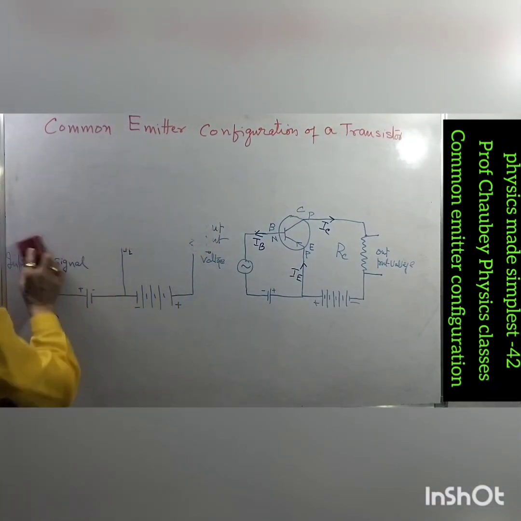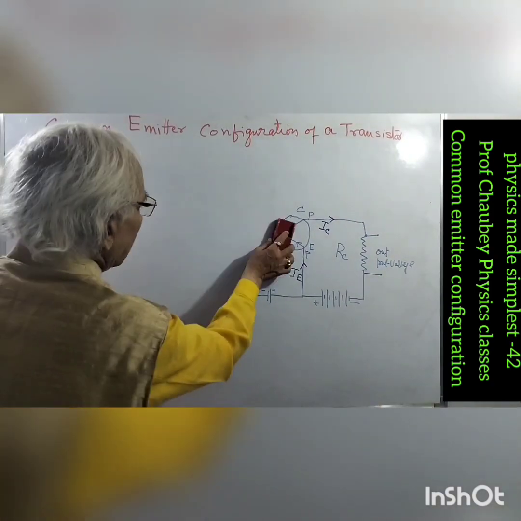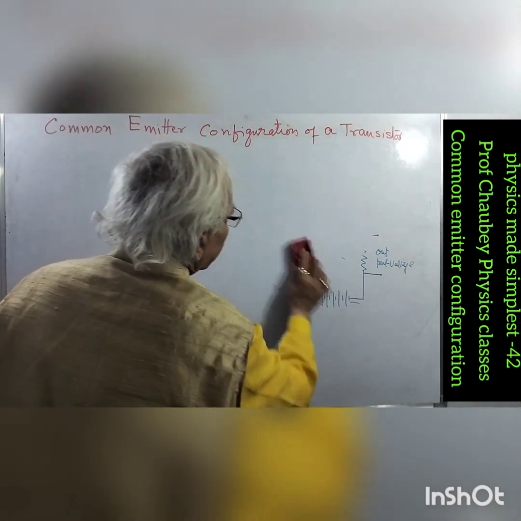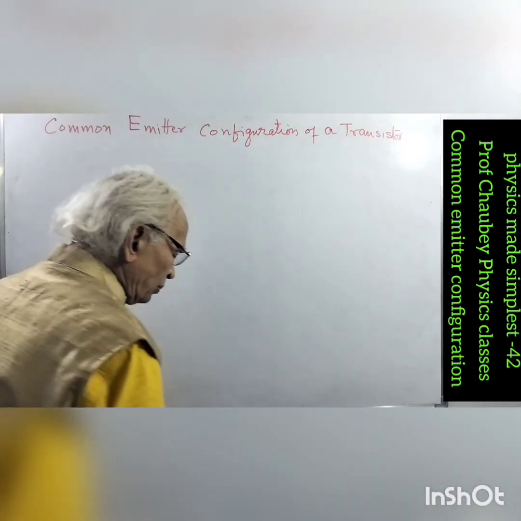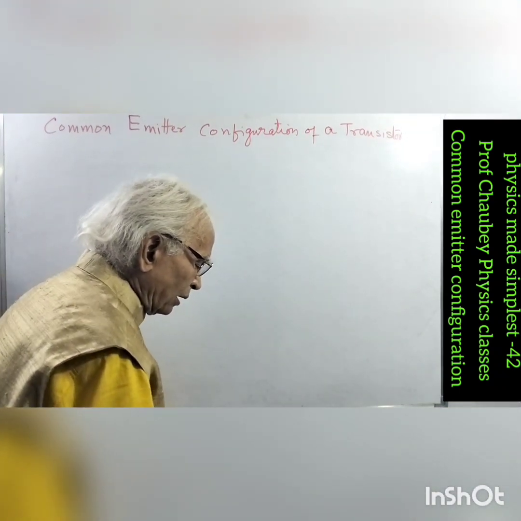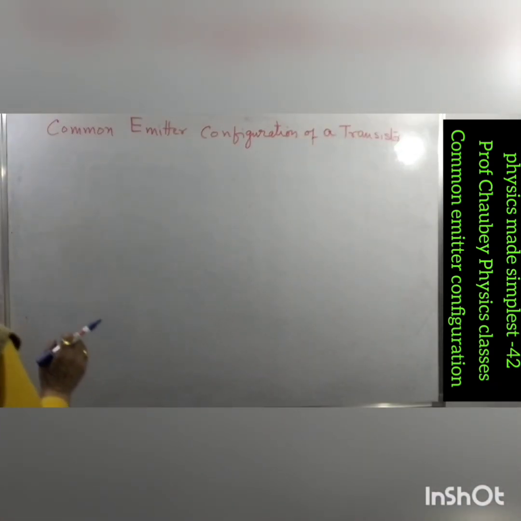Now let me give some more details of this common emitter configuration of transistors. I will make short videos. People are avoiding long videos, they don't read, they have no time to read. So I will make short videos and just say the ratio of change in current, delta IC and delta IB.